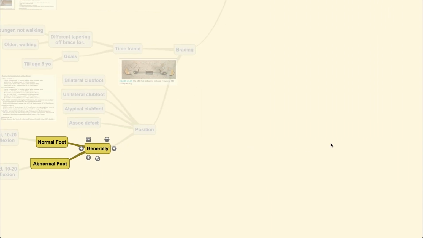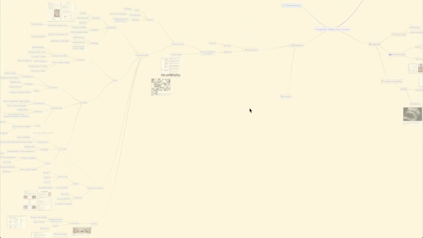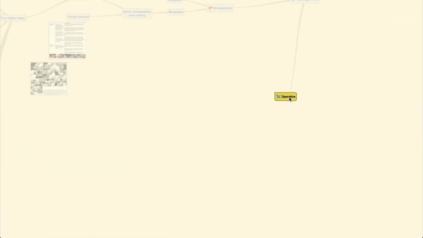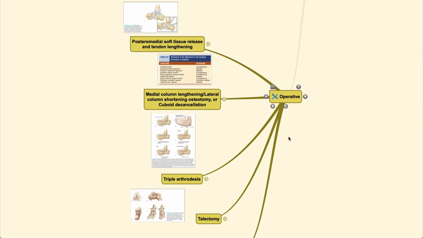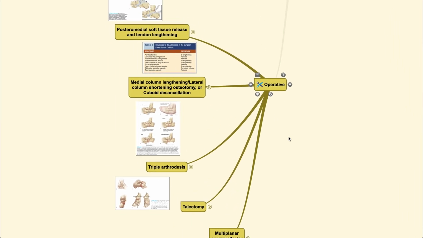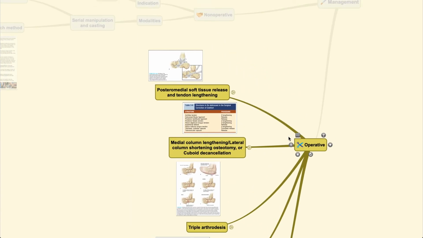Okay, moving on. After the bracing, you need to know that besides those basic treatment types that have been explained earlier, there are certain cases that still need operative treatment. Operative treatment in CTEV consists of a large range of operations, but they usually consist of these 1, 2, 3, 4, 5 types of surgery.